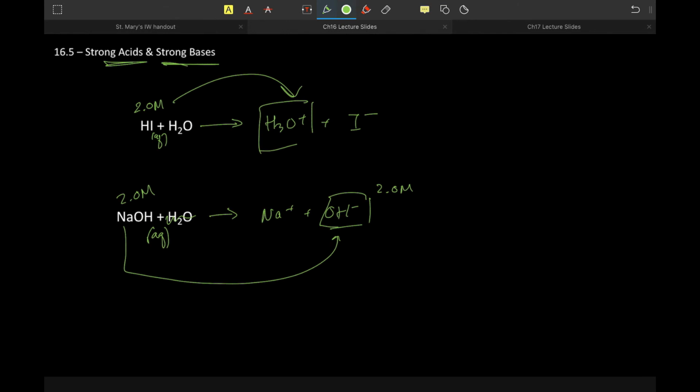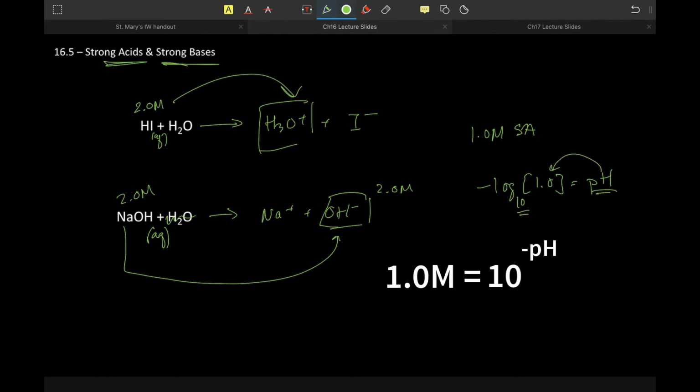Do be mindful that sometimes you will find yourself coming up with a negative pH, which you should find makes total sense. Because if we have a 1 molar concentration of a strong acid, and if we think about what that means, negative log of 1 equals our pH. Which if we think about this, 10 to the what is going to give us 1? Correct, 0. That means my pH equals 0.